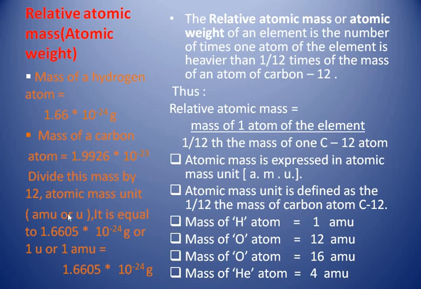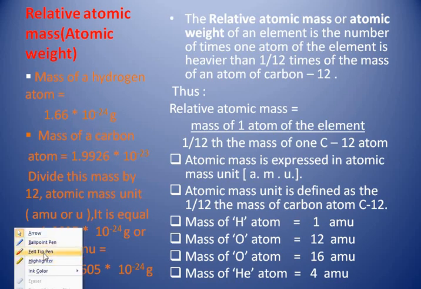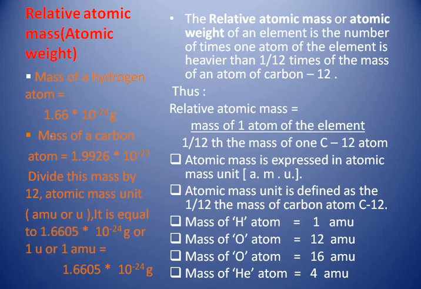So here, the actual mass of a hydrogen atom is 1.66 into 10 raised to power minus 24 gram. Now, the actual mass of a carbon atom is 1.9926 into 10 raised to power minus 23 grams. It is in grams.